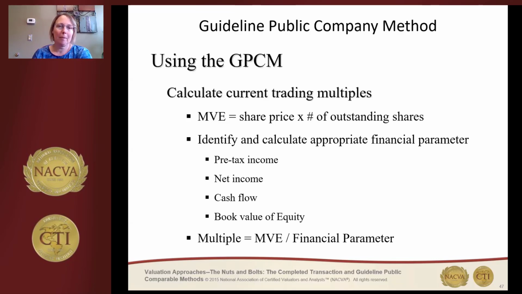So using the Guideline public companies method, you want to calculate the current trading market multiples. So market value of equity is the share price of X and the number of outstanding shares. Identify and calculate appropriate financial parameters. So what does that mean? Our pre-tax income, our net income, our cash flow, and our book value of equity. Multiple is the market value of equity divided by whatever financial parameter that was. So MVE divided by cash flow, etc.